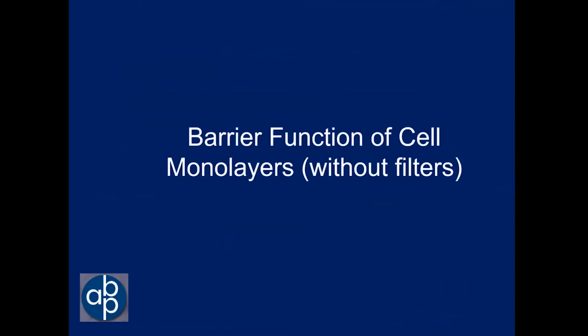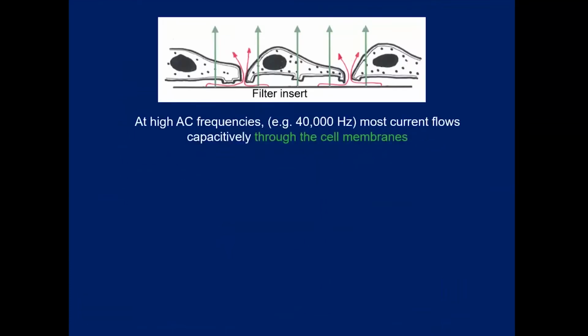So let's first consider monitoring barrier function without the use of filters, just using the ECIS arrays. Again, the important thing here is going to be the frequency that we choose. At high frequency, most of the current will be coupling through the membranes indicated by the green lines. This is capacitive coupling through the insulating membranes. The path that we're interested in, the paracellular space, is very small when we look at high frequency.